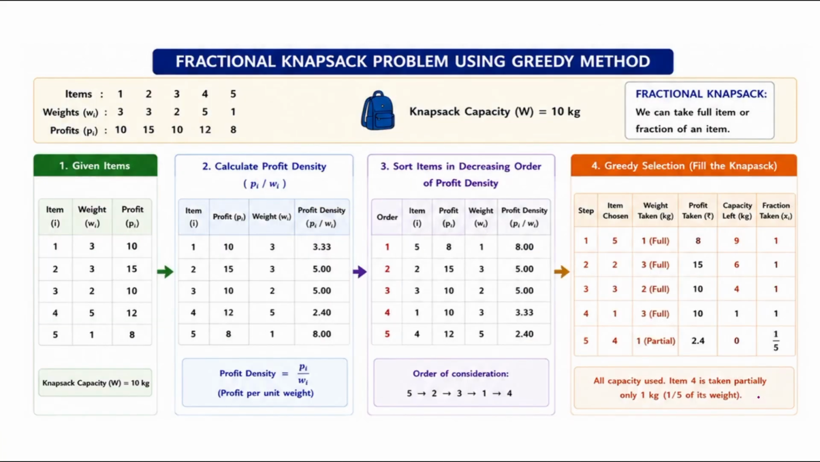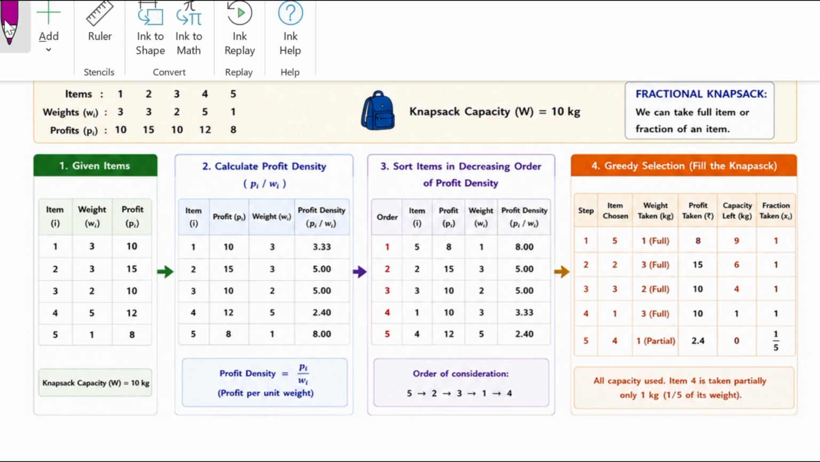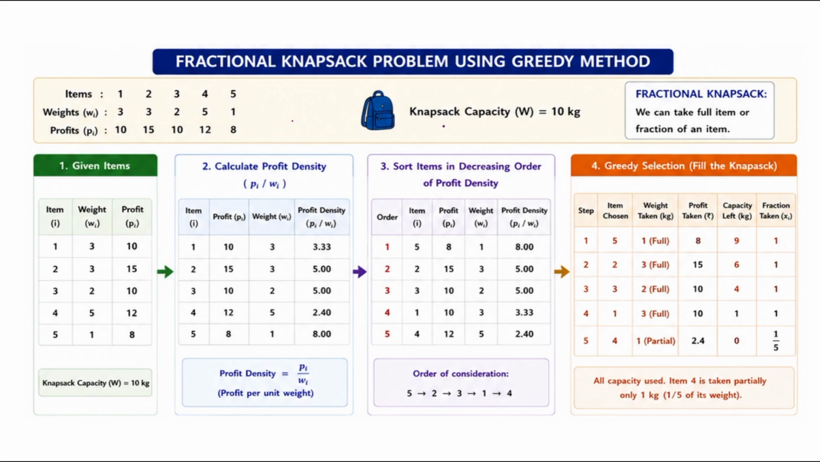So this is an example. These are the given data. Some items are there, and each item has some profit and weight value. The knapsack capacity is also there. Here the knapsack capacity is 10. In fractional knapsack, we can take a full item or a fraction of an item. Then calculate the profit density value using the formula profit divided by weight. These are the profit density values. This is the first step.